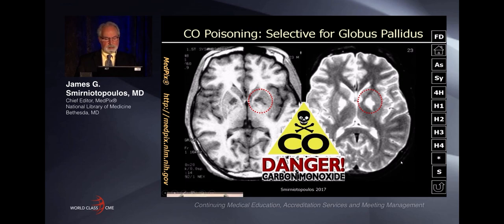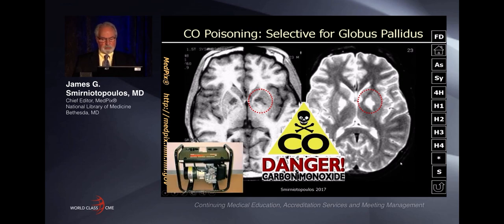We know carbon monoxide is poisonous. We know it's very common. And one of the most common sources of carbon monoxide intoxication, it was a surprise to me to learn, was actually using a generator when your power is out.